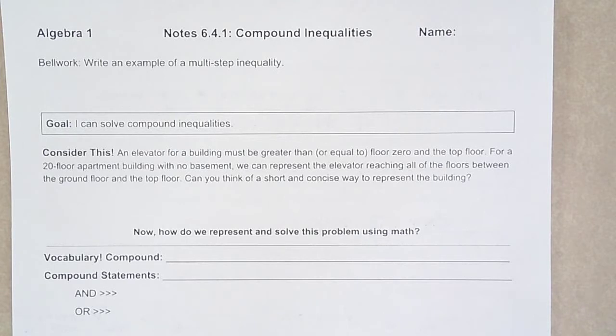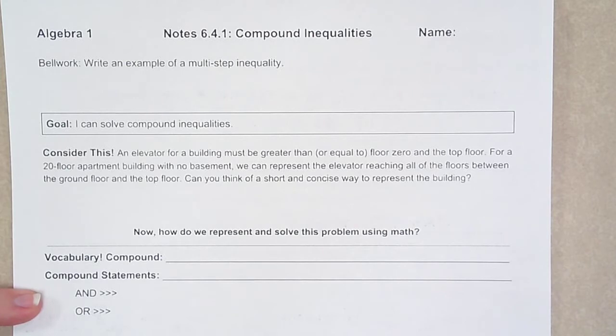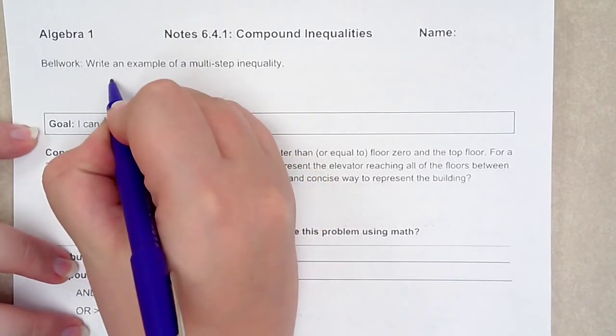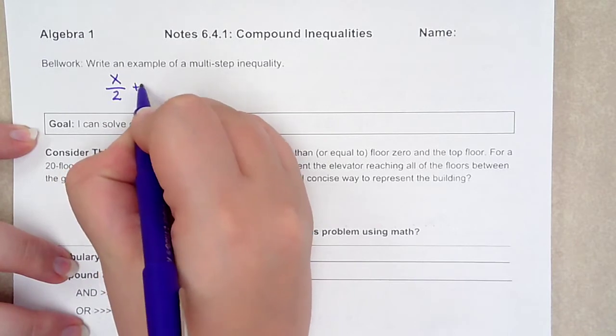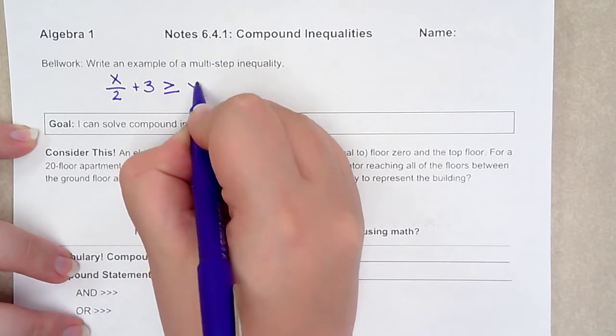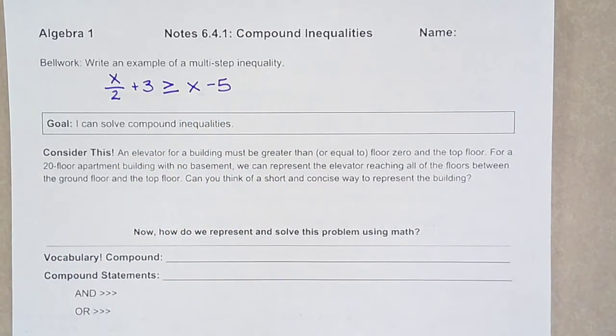Quick bell work, write an example of a multi-step inequality. If we remember from our last lesson, multi-step is anything that's just more than one step. So, while there could be a lot of examples, my example is going to look like this. I'm going to do x divided by 2 plus 3 is greater than or equal to x minus 5. And then, of course, I could solve that if I wanted to. Be a little tricky, but I think we could do it.